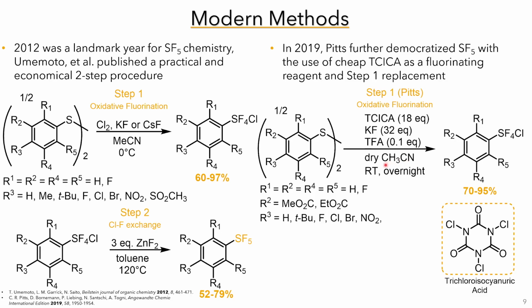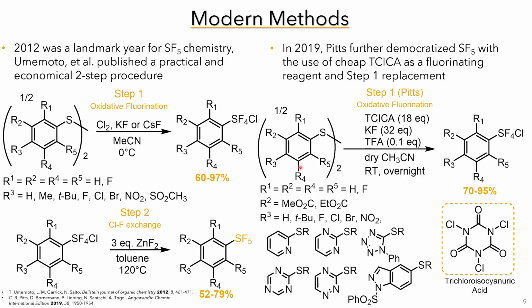In addition to this, the Pitts group reported an even further expansion of the functional group tolerance. Not only could various functional groups be installed onto the aromatic diaryl disulfide, but a wide range of heterocycles could also be tolerated. Everything from pyridines, pyrimidines, triazoles, indazoles, quite broad in terms of the functionality of this route with the cheap TCICA.